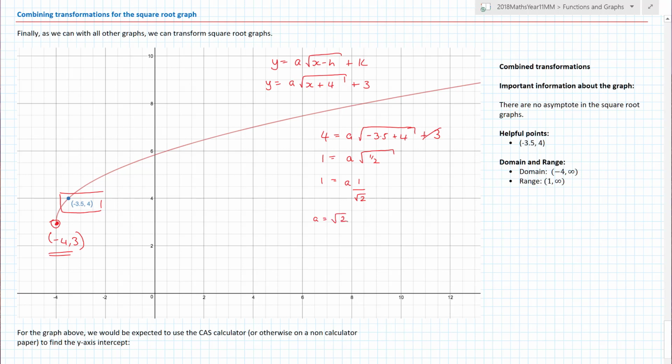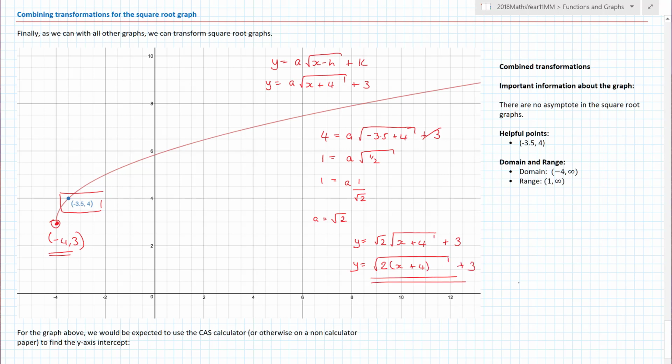So my function here should be y is equal to a, which is root 2, times the square root of x plus 4, plus 3. Well, that looks horrible. What's that all about? Well, it just so happens that when you do a root times a root, you can do everything times that. So it's the square root of 2x + 4, plus 3. And I'm actually going to leave it like that.